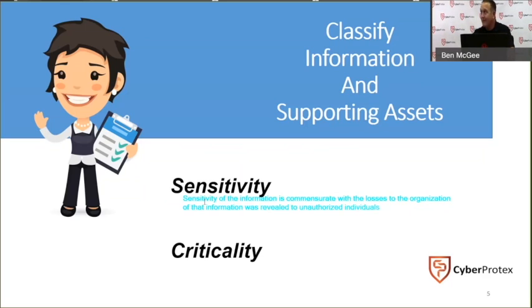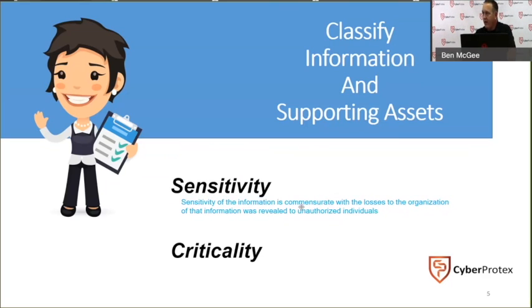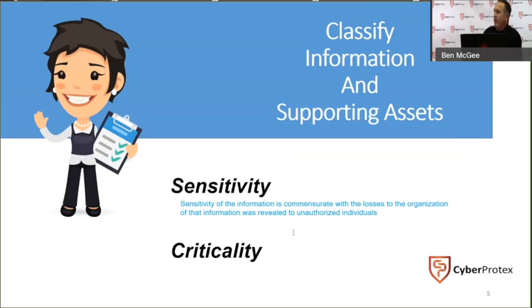So what does that mean? Let's ask. How about we go with Taylor? Taylor, what does that mean? Sensitivity of the information is commensurate with the losses to the organization of that information if it was revealed to unauthorized individuals.